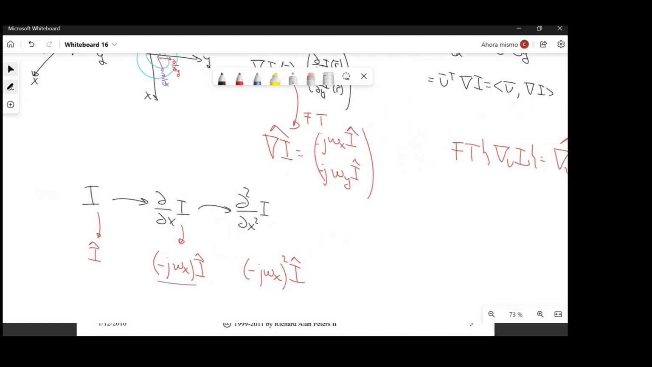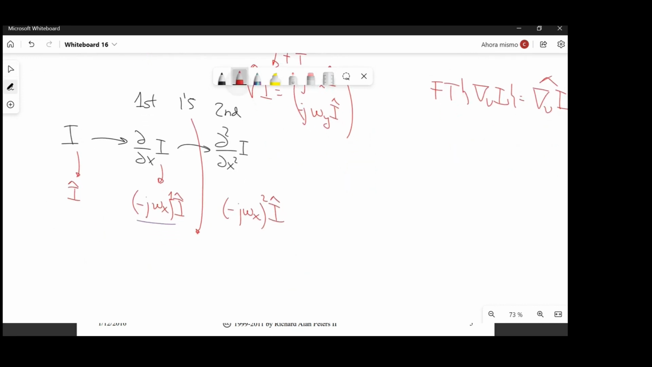So we know this is the first derivative, this is the second derivative. And I compute the 1.5 derivative. What does it mean? I compute derivatives in between. You see, the first derivative is this factor to the power 1. The second derivative is this factor to the power 2. So the 1.5 is very easy. The Fourier transform of that one is simply this one, to the power 1.5.